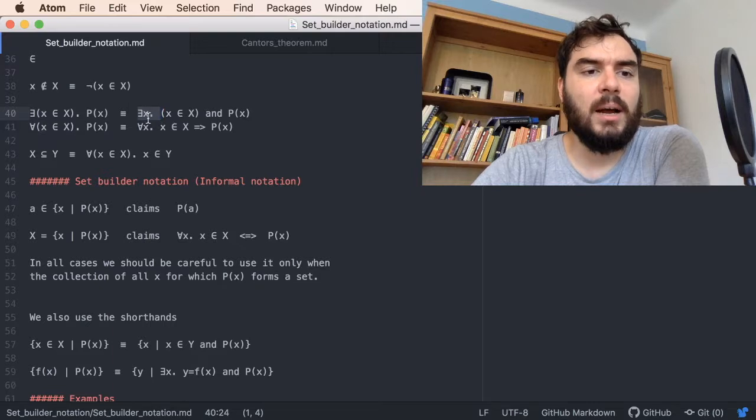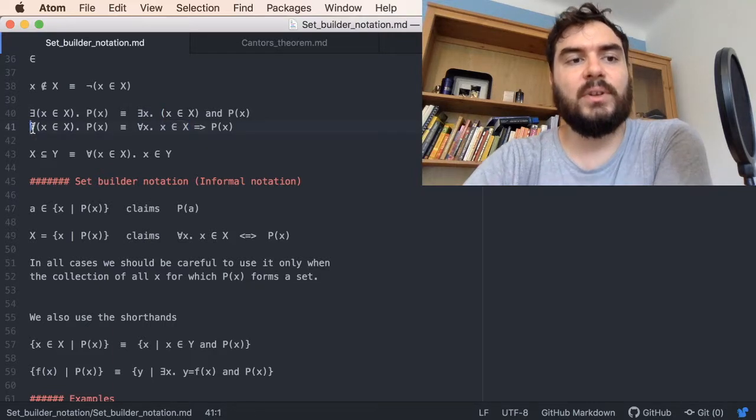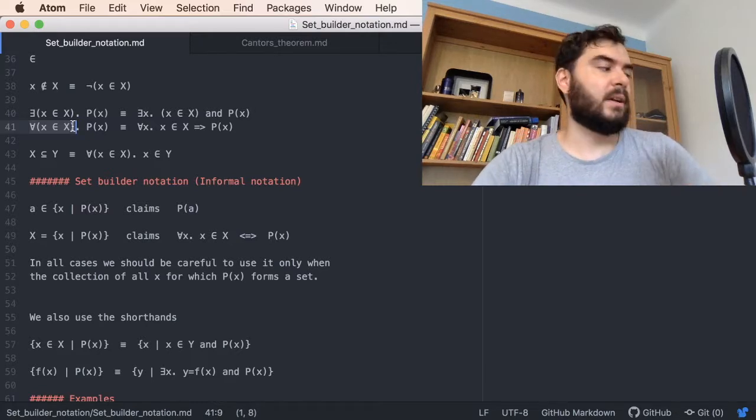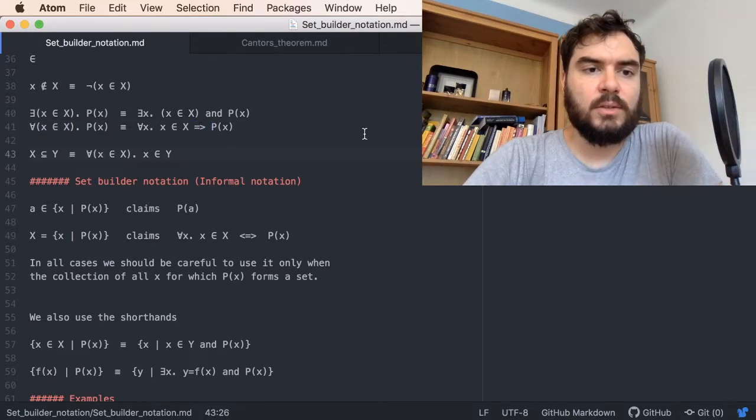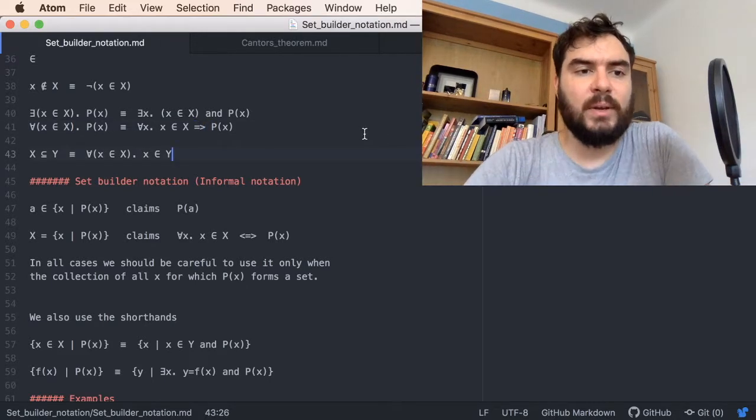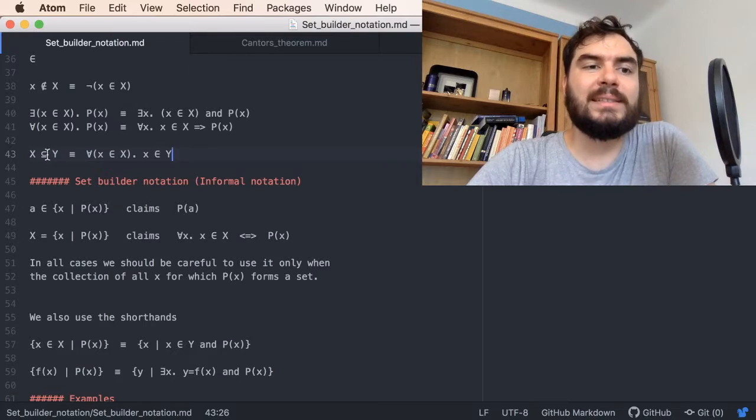And similarly, we have the implication if we have the for-all quantifier here, and you might, similarly to the conjunction, think about why it makes sense that this is an implication here. So next, a quick note on the subset symbol.